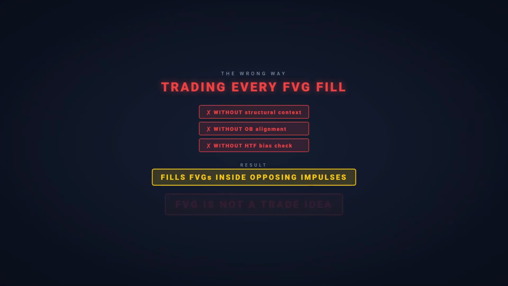An FVG is not a trade idea. It is never the reason you take a trade. The reason you take a trade comes from steps 1, 2, and 3. Structure told you the direction. Liquidity told you the destination. The OB told you the zone. The FVG's only job is to tell you where inside that zone to pull the trigger. The moment you use an FVG as a standalone signal, you've detached it from the system it belongs to. And a tool outside its system is just noise.